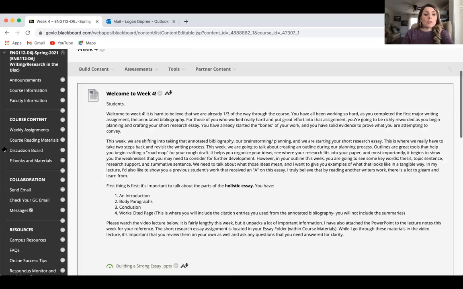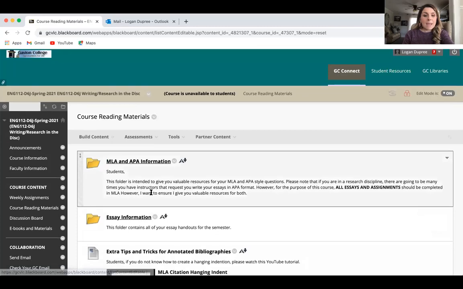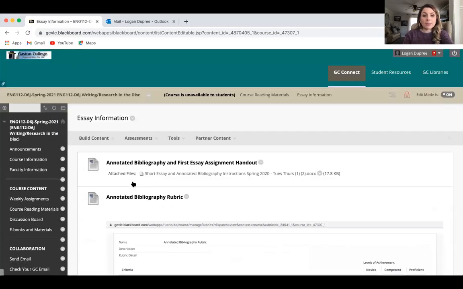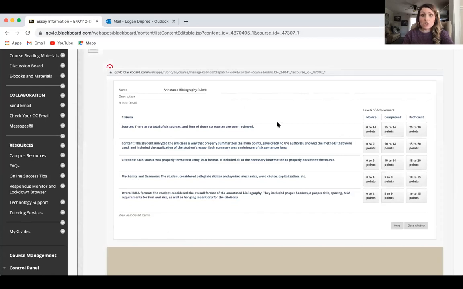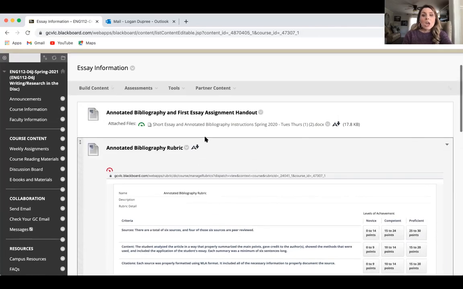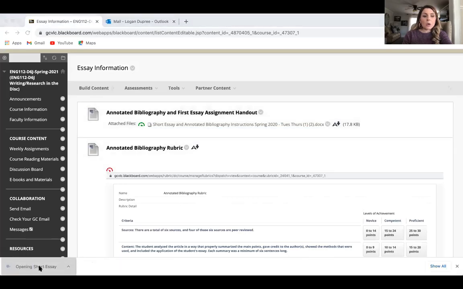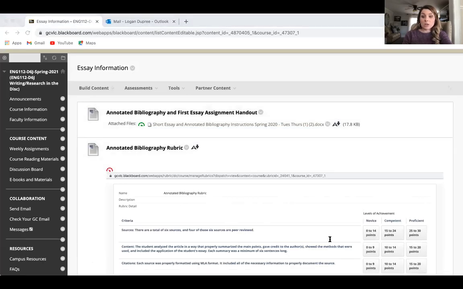And I want to show you, if you go to your course reading materials and you open up to essay information, there's a rubric right here that shows you the breakdown of the points and where the points are going to be coming from. So I would encourage you to really reread that, take a look at it, and make sure that as you're finishing up some of those small edits and revisions, that you are considering all of these items as well. So what I want to do first is go over the short research essay and just reiterate some of those ideas before we jump into our lecture.